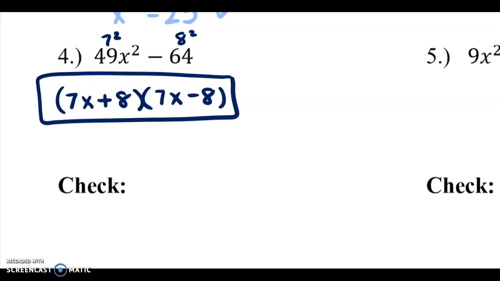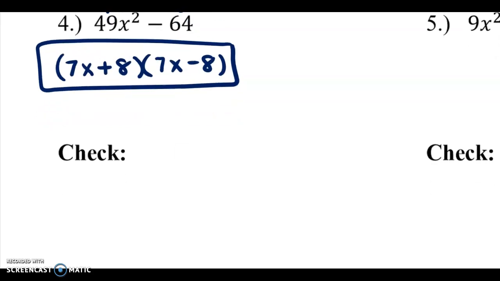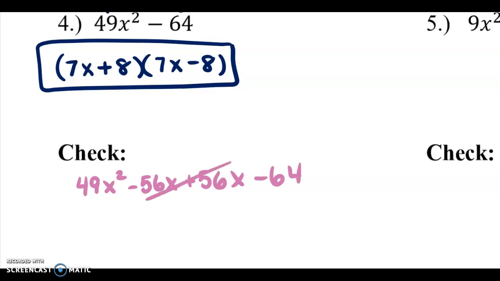And once again, you can have either order. You can have the negative 8 first, then the positive 8. I'm going to check it very quickly just to show you that it works out. So first is 7x times 7x, which is 49x squared. Outer, so that gives me 7 times 8, which is 56. So outer is a negative 56x plus a positive 56x for the inner two. Last gives me negative 64. Notice how the middle two cancel each other out. Negative 56x plus 56x cancels out. I get 49x squared minus 64, which is the same as what we've got up at the top.